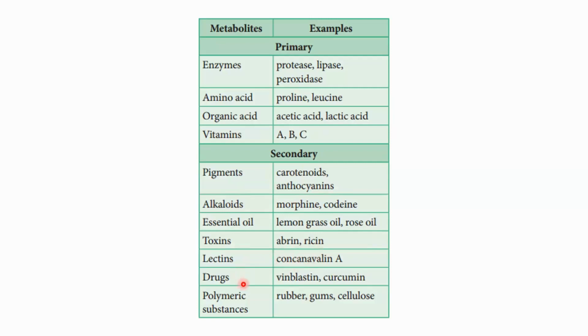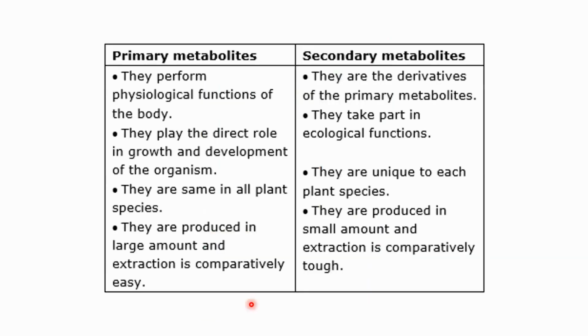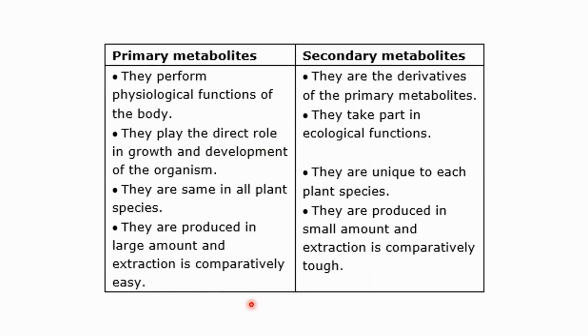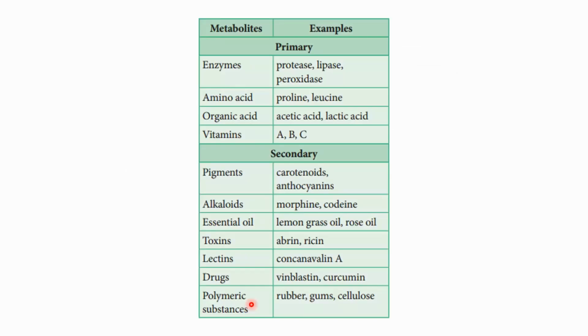It may include drugs, for example, vinblastine and curcumin, or polymeric substances like rubber, gums, and cellulose, all of which come under the category of secondary metabolites. As these metabolites are not the primary thing which is required by the cells or the plant tissues or the plants for the development or for the survival, they play a role in ecological functions, but not in the physiological functions of the body. So this is the list of the primary metabolites and secondary metabolites.